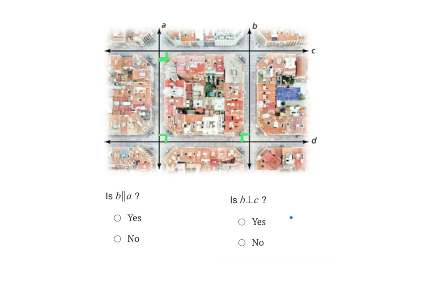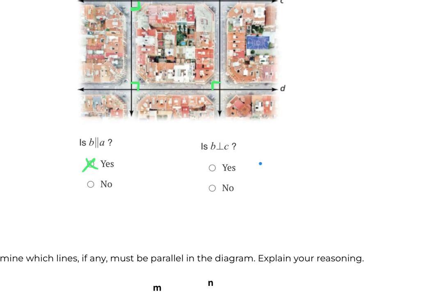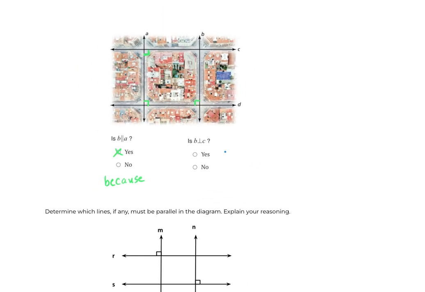So here we would say yes. I know it doesn't ask for a reasoning here, but I'm going to go ahead and give it anyway. We're going to say because consecutive interior angles are supplementary. Because they're both perpendicular to D, those two lines would both be parallel.